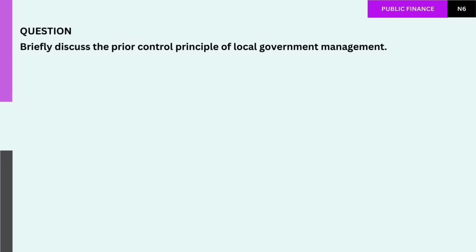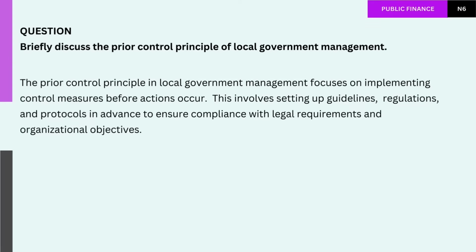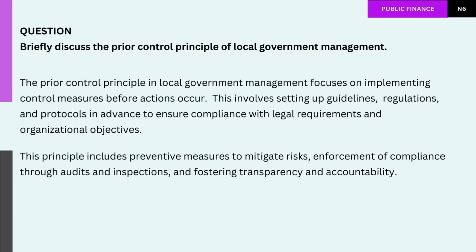Question. Briefly discuss the prior control principle of local government management. The prior control principle in local government management focuses on implementing control measures before actions occur. This involves setting up guidelines, regulations, and protocols in advance to ensure compliance with legal requirements and organizational objectives. This principle includes preventive measures to mitigate risks, enforcement of compliance through audits and inspections, and fostering transparency and accountability.